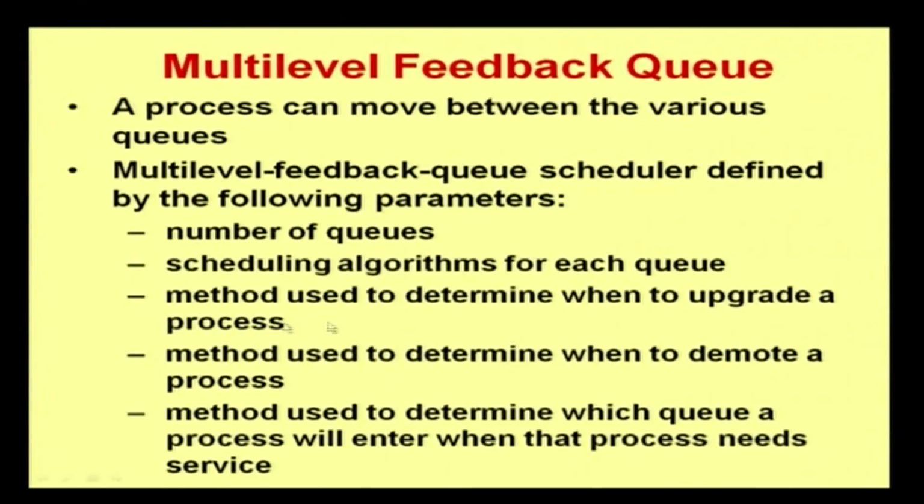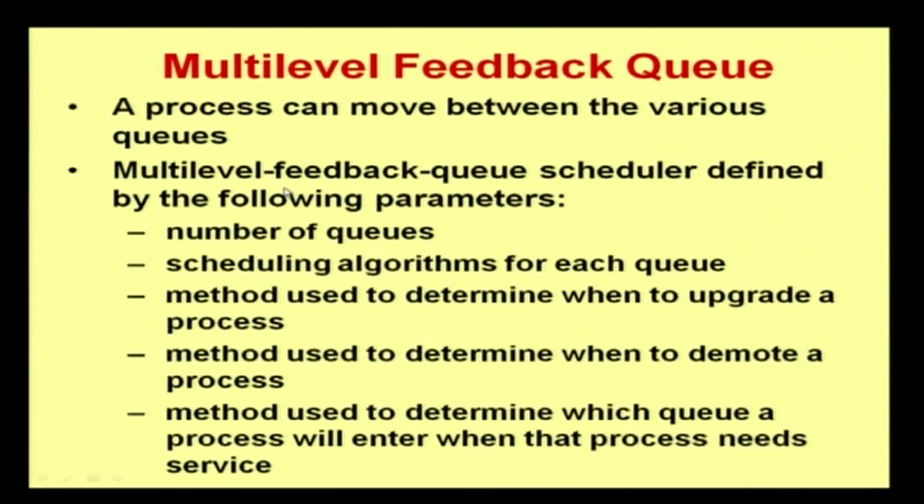The next point here is the method used to determine when to upgrade a process and the method used to determine when to demote a process. What do you mean by demote? First you upgrade, then you demote. You are going to withdraw the process. Then the method used to determine which queue a process will enter when that process needs service. So these are the parameters that are required for a multi-level feedback queue.